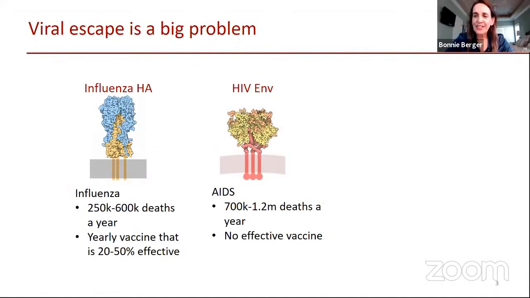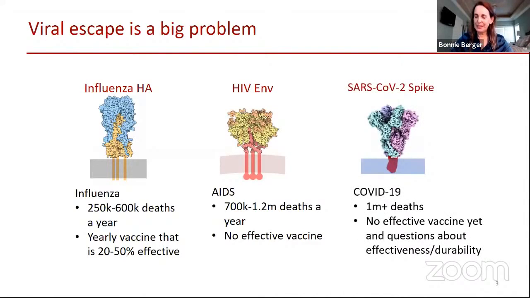In fact, viral escape of influenza, through the surface protein hemagglutinin, and of the envelope surface protein of HIV, are both highly responsible for the fact that we don't have a universal flu vaccine, nor do we have a vaccine for HIV, both of which cause hundreds of thousands of deaths a year.